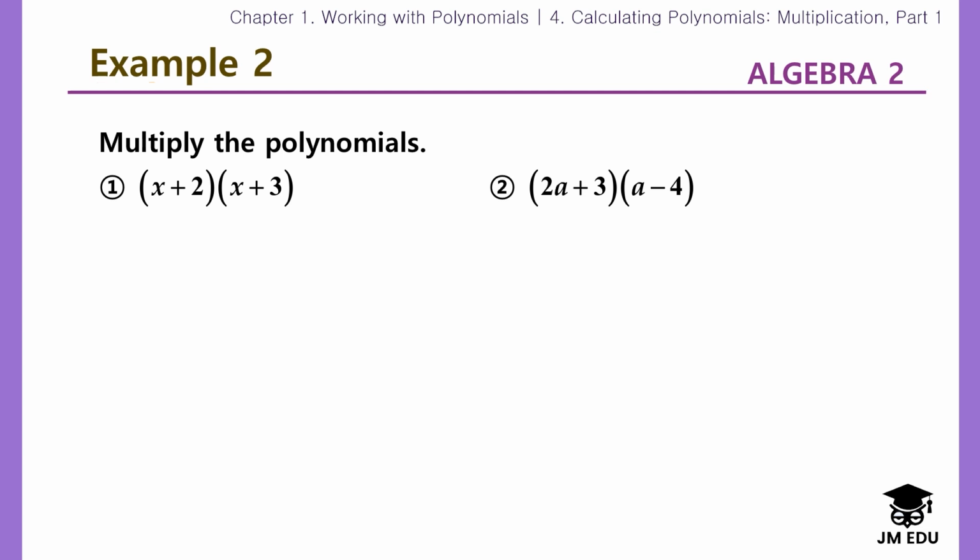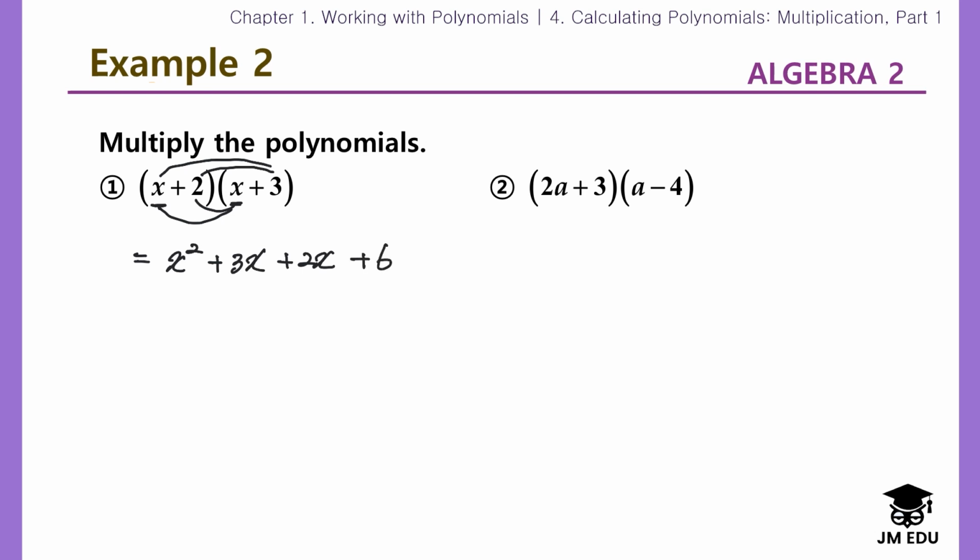Now let's try example number 1. The question is to multiply the polynomials. We have binomial times binomial, right? For binomial times binomial, we're going to practice the FOIL method. So first, the product of the first two terms, x times x, that's x squared. Outside two terms, x times 3, that's 3x. Inside two terms, that's plus 2x. Last, 2 times 3, that's plus 6.